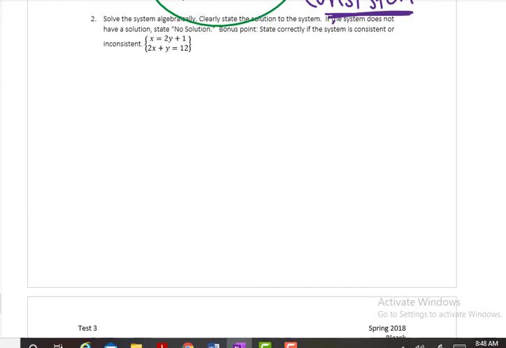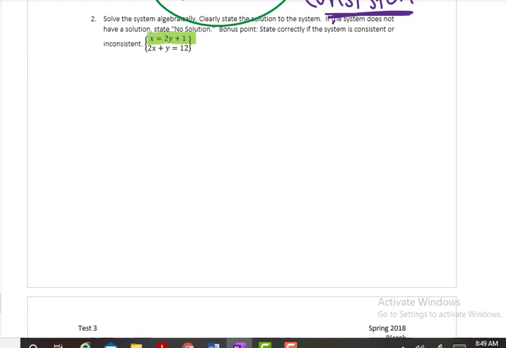And if it doesn't have a solution, we're going to say no solution. So algebraically, when I look at this, I can use either substitution or elimination. How I would do this one is that I'd use substitution. The reason I'd use substitution is we already have x solved for it. So I'm going to go right to step 2 and substitute 2y plus 1 into the opposite equation for the x.